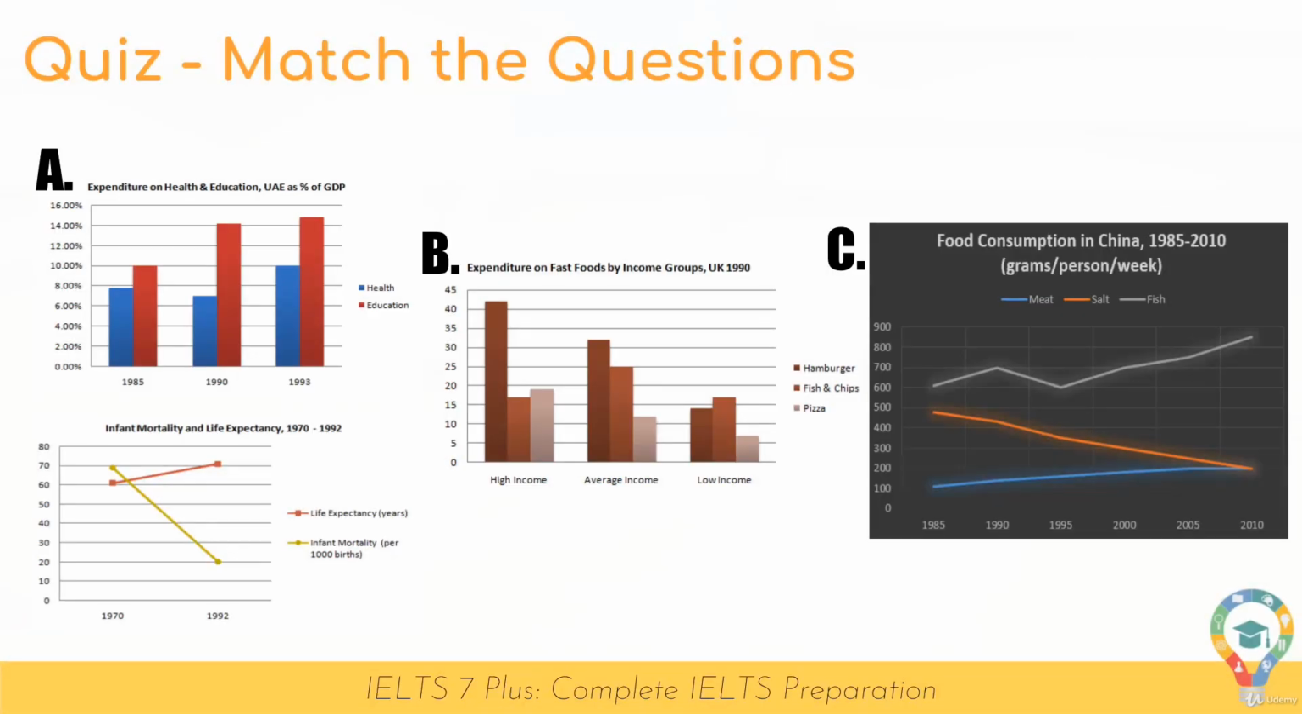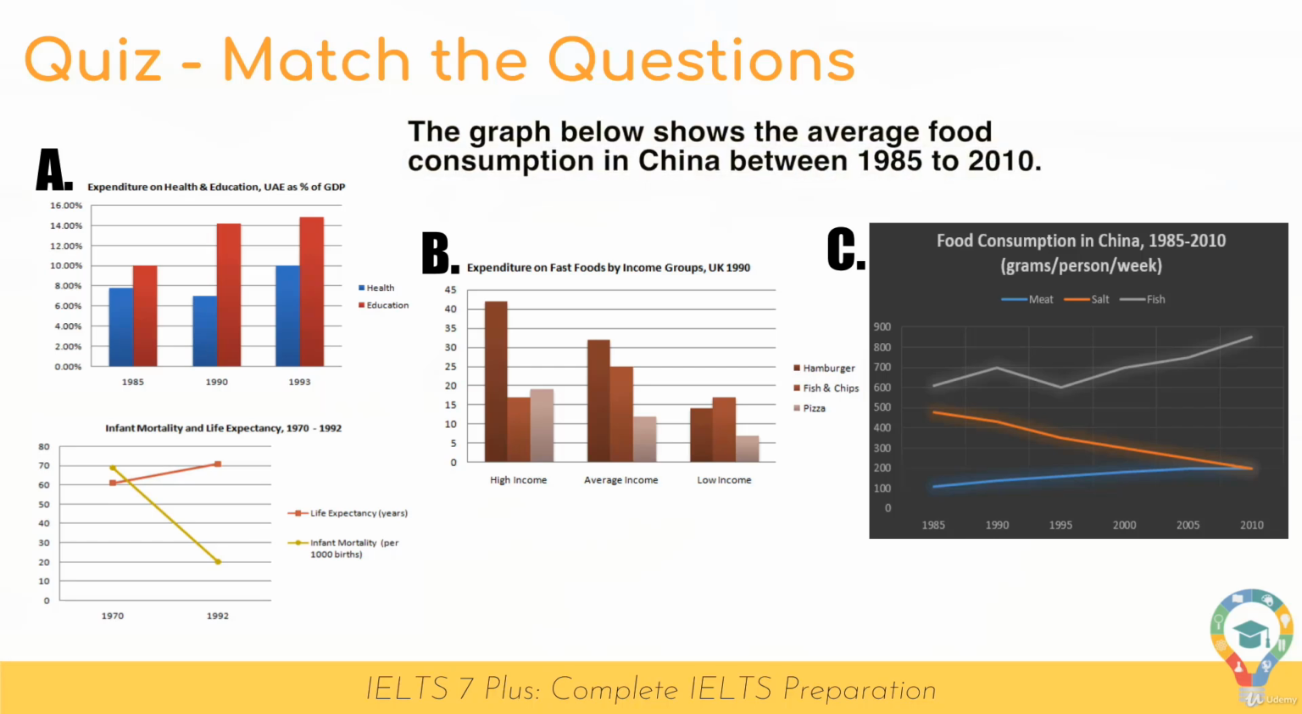Here you need to match the text with the correct question, whether it's A, B or C. Let's see the first text. The graph below shows the average food consumption in China between 1985 to 2010. So, what is your answer? Is it A, B or C? That's correct. The answer is actually the line graph, which is C.